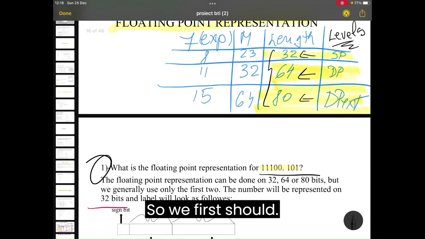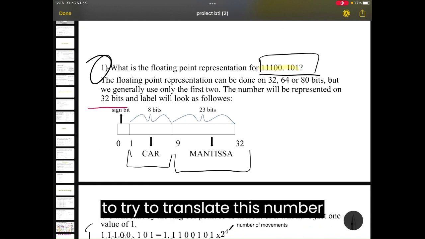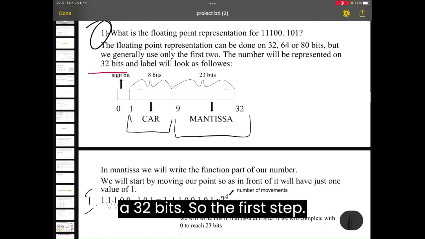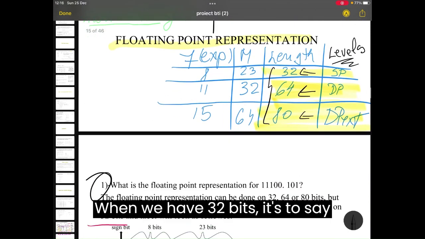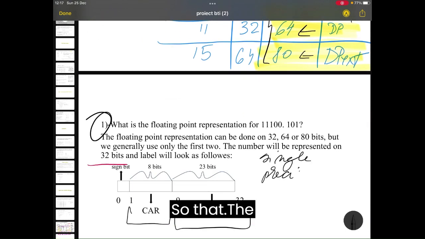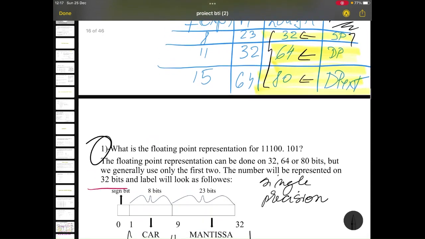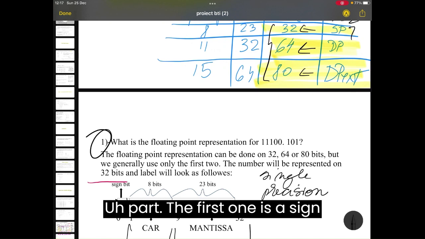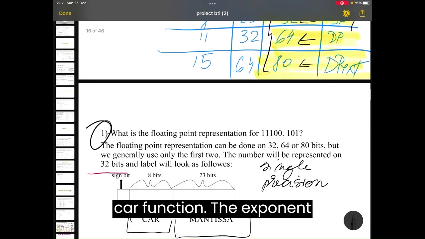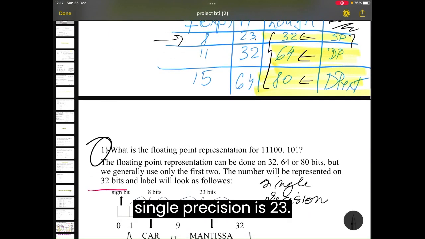So we first should start the exercise. Our first exercise requires us to translate this number into its floating point representation on 32 bits. So the first step: when we have 32 bits, it's to say that it's single precision, so the 32 bits can be cut into three parts. The first one is a sign bit, which will not interfere in any way with our calculations. Then we have the exponent, which in single precision is 8. And then the mantissa, which in single precision is 23.